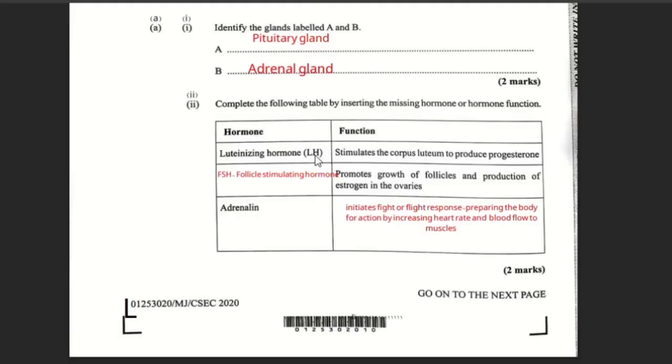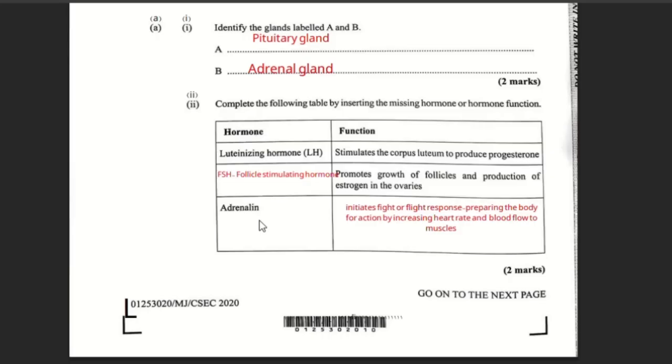Now complete the table by inserting the missing hormone or hormone function. So LH, luteinizing hormone, stimulates the corpus luteum to produce progesterone. This is what they have already. But the part that they want us to answer is FSH. The function is to promote growth of follicles and production of estrogen in the ovaries. So this is the follicle stimulating hormone, right? That would be the hormone for here.